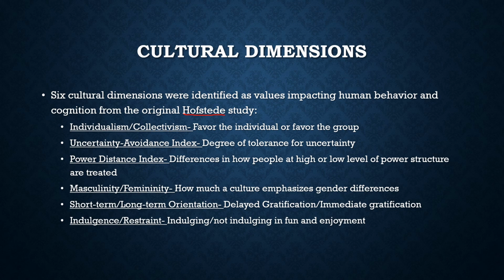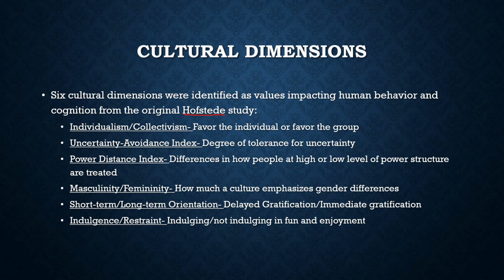The one after that, power distance index, the differences in how people at high or low levels of power structure are treated. And this can also be in terms of the distance between the boss and the subordinate, right? How much can the subordinate talk to the boss or feel like they have the power to question the judgment of a boss or to raise a concern with the boss? I would say in the United States, we have a very low power distance index compared to other countries because we tend to allow for greater discourse between the subordinate and the boss.